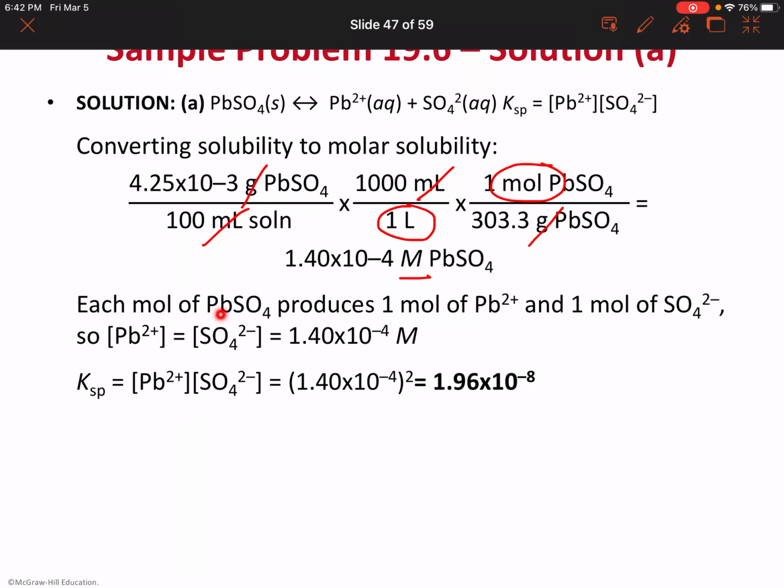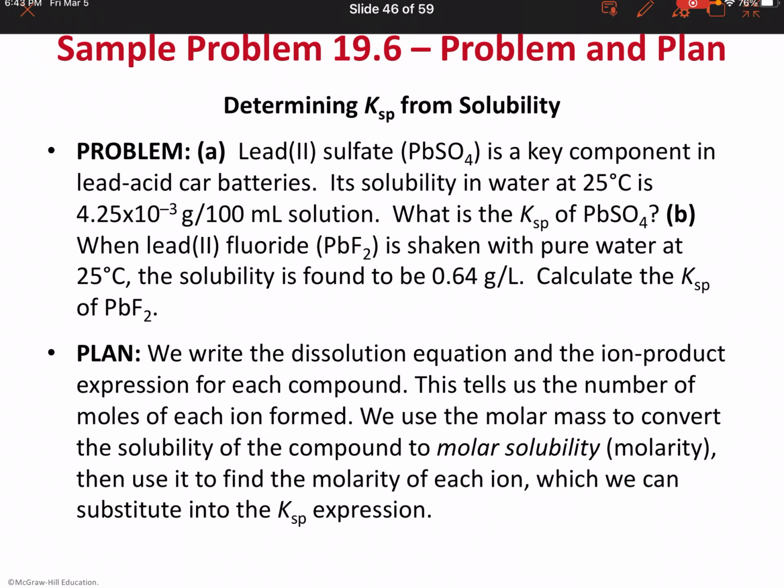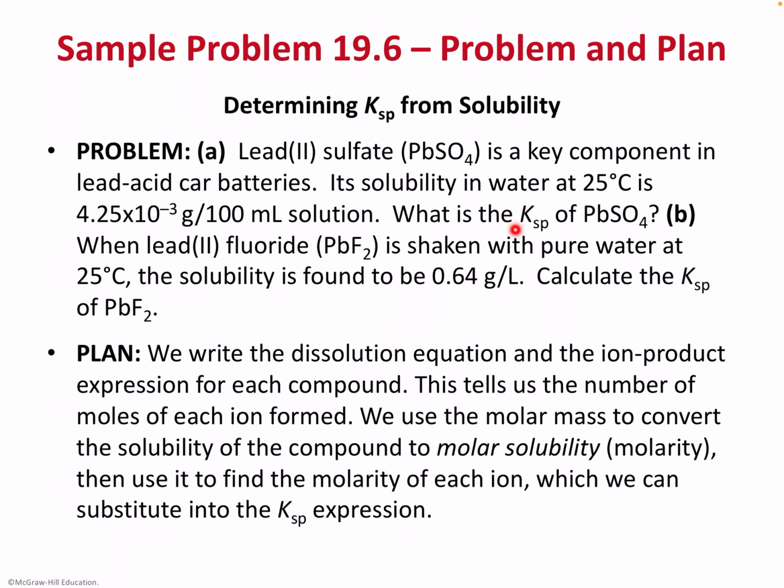Remember, each mole of lead sulfate gives you 1 mole of lead ion and 1 mole of sulfate. So the lead ions and the sulfate ions are also going to be the same amount, right? Because it's a 1-to-1 ratio. So with that in mind, we can find out the KSP. That would be lead 2 plus times sulfate ion concentration, meaning you take both of these, which are the same amount, raised to the power 2. That gives us the KSP. So that's what we did. What is the KSP of lead sulfate?